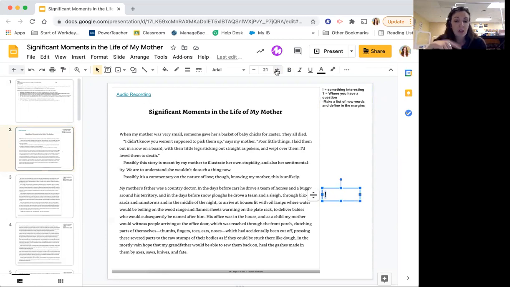The second thing is, I want you to put question marks. Anytime you read something and you're like, I don't get this, put a question mark on there. And then I also want you to keep a running list of new words. Things that you see that you're like, I've never seen that before. You're going to see some older terminology in here. You might have to look some things up if you want to understand what's going on in the story.